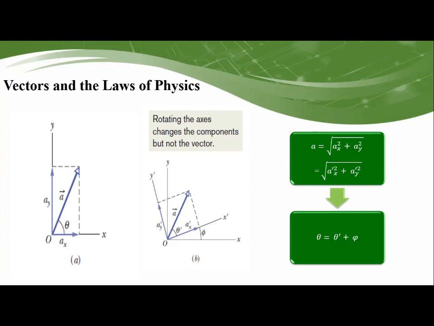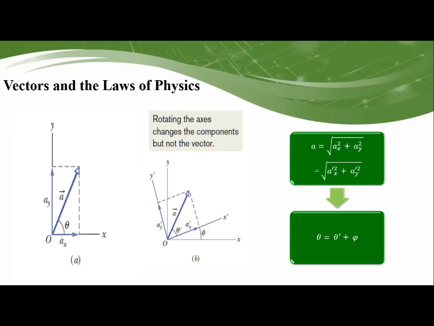The answer is that they are all equally valid, because each pair with its axes just gives us a different way of describing the same vector. All produce the same magnitude and direction for the vector. As you can see in figure B, A equals the square root of Ax squared plus Ay squared, which equals the square root of A prime x squared plus A prime y squared, and theta equals theta prime plus phi.